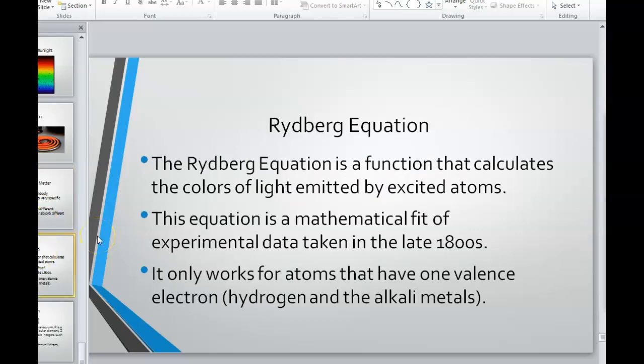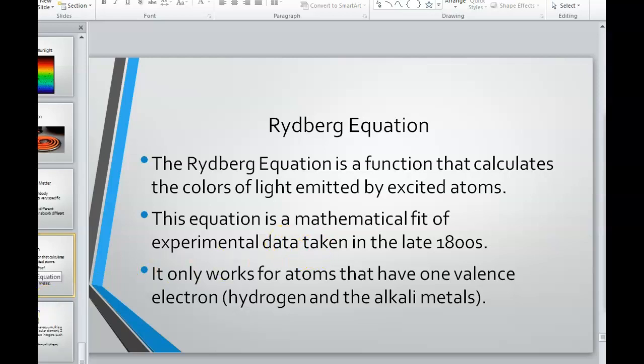All right, last thing that I want to talk about here is the Rydberg equation. The Rydberg equation is an empirical formula, which means it was just figured out from a bunch of data points. It works exactly correctly for hydrogen, and then you can use it as an approximation for the alkali metals, right? So those are the things that are under hydrogen on the periodic table. It's a mathematical fit of experimental data, which we call an empirical formula.